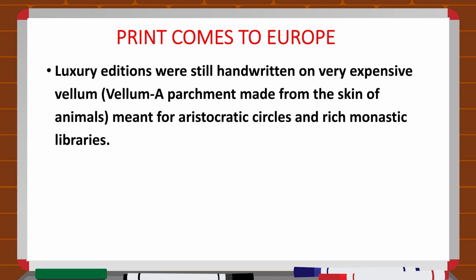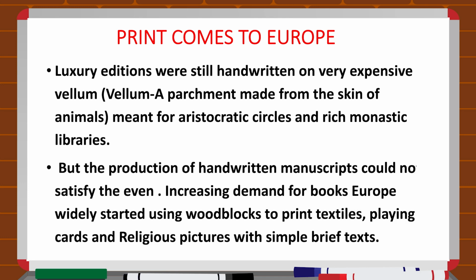Vellum is a parchment made from the skin of animals, meant for aristocratic circles and rich monastic libraries. But the production of handwritten manuscripts could not satisfy the ever increasing demand for books. Europe widely started using wood blocks to print textiles, playing cards, and religious pictures with simple, brief text.